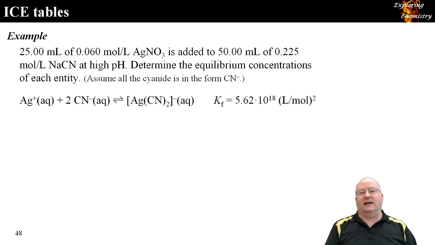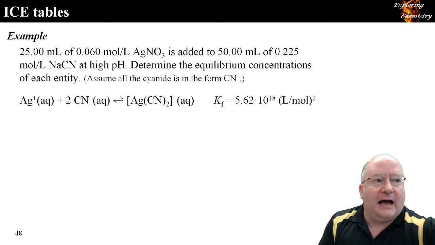Additionally, we made the assumption that all the cyanide was in the form of CN minus, because cyanide is a weak base, and so at high pH, it is a reasonable assumption that it's all in the form of CN minus, but it is a competing equilibrium that we need to take into account, or at least determine that it is negligible. Those were the questions that we did last day.